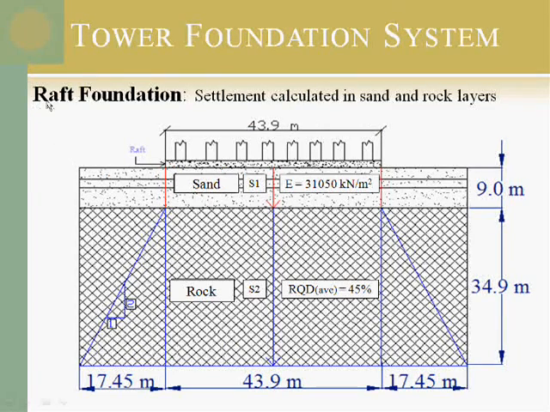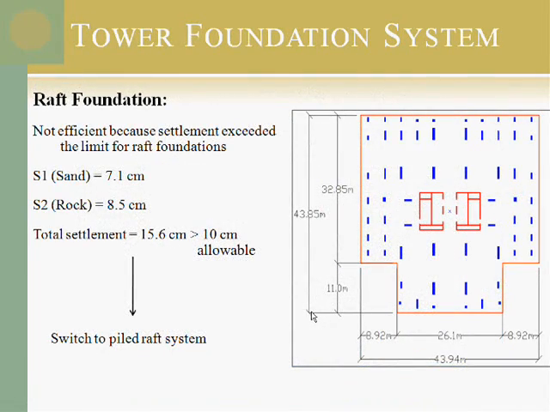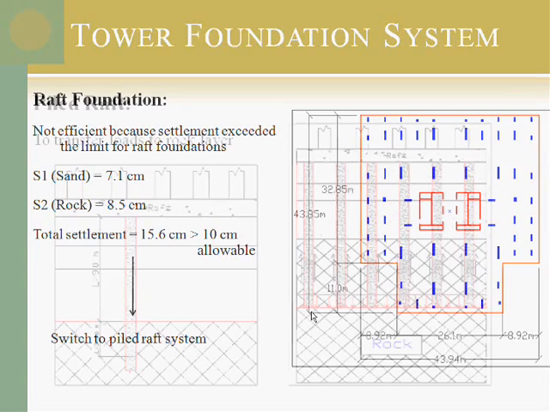For calculating the raft foundation, if we want to do a raft, we have to check the settlement. We assume that this is sand, because it's a man-made island and we have 9 meters of sand. Then the rock starts, with an average RQD of 45%. When we checked the settlement, the sand settlement was 7.1 centimeters and the rock settlement was 8.5 centimeters. The maximum allowable settlement in the raft is 10 centimeters, so it is not allowed to use the raft foundation in this system. We showed all the details and calculations to show that it will not be adequate. So we switched to the piled raft system.